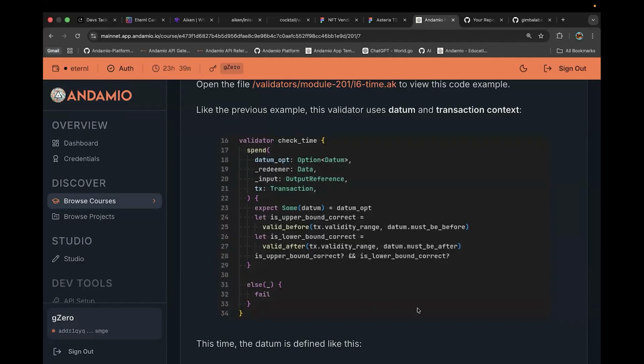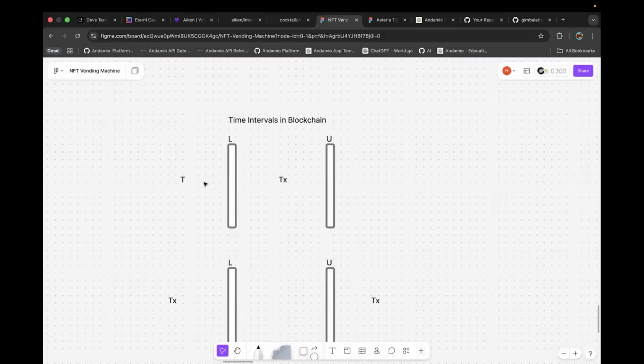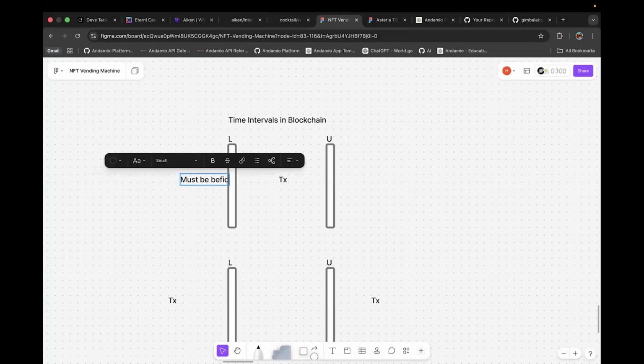So how about we divide this up into two pieces? Both of them are just timestamps, right? Must be before is one timestamp, must be after is another timestamp. So let's just consider the must be before timestamp. Let me just call it must be before.